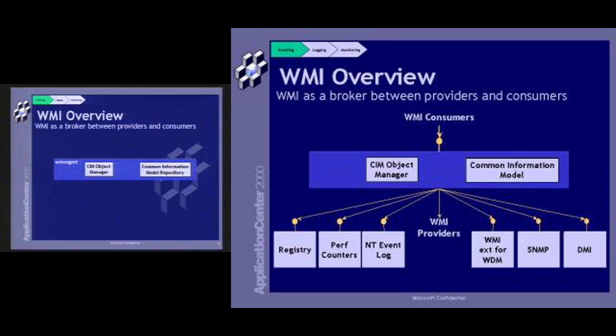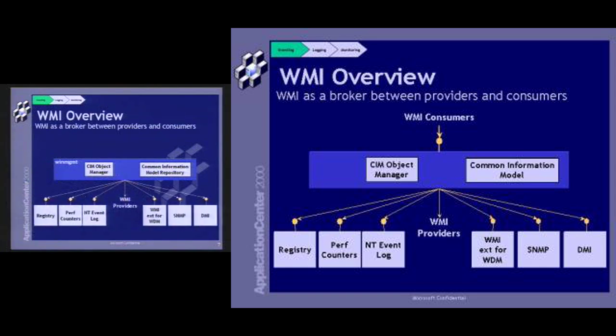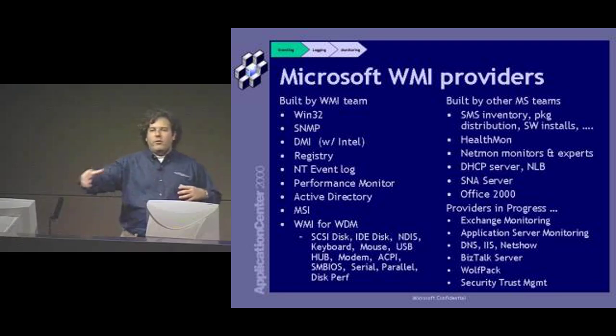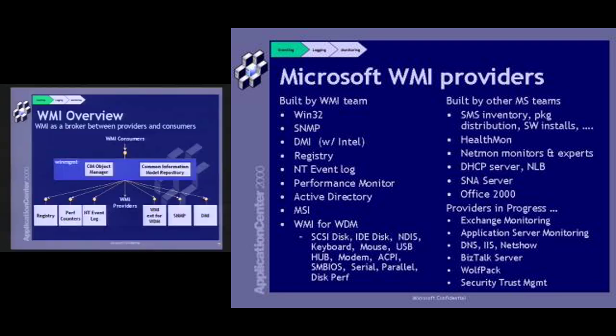In the middle is the WinMgmt process that has the CIM objects and the repository. Feeding into that are a number of providers, such as a registry provider, the event log provider. On top of that are consumers. How can you view what's in the event log? How can you be notified automatically when a new event comes into the event log? How can you see what registry values are? How do you configure those registry values?